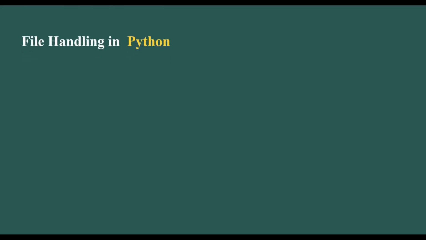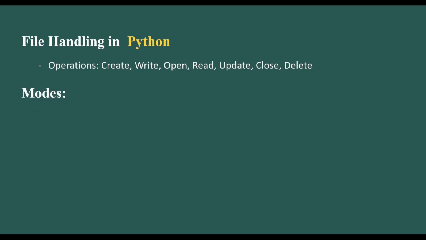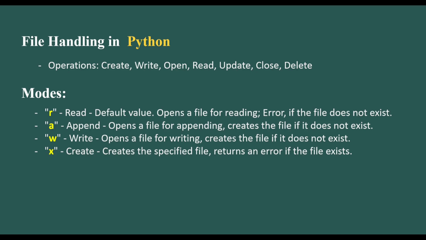File handling in Python. File handling involves creating a file, writing a file, opening a file, reading a file, updating it, closing it, and then deleting it. So we have different modes for handling the file.